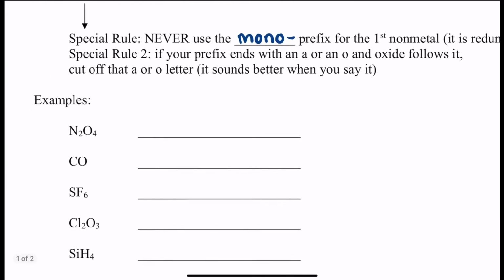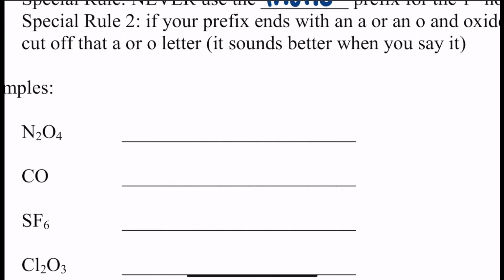So let's look at some examples together. Here we have N2O4. So the name of this is, we're going to look at the number that we have. We have 2 of these nitrogens. The prefix for 2 is di, and then N is of course nitrogen.